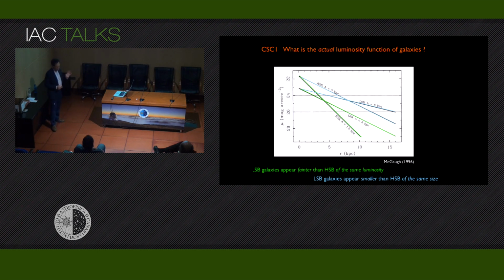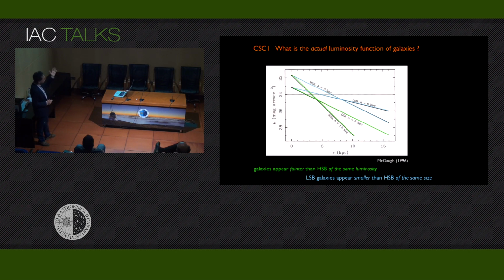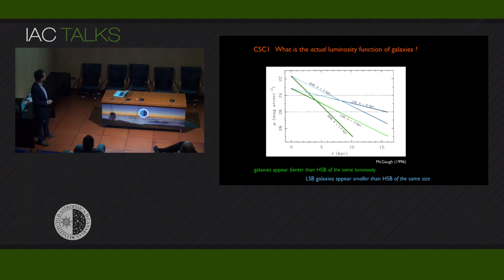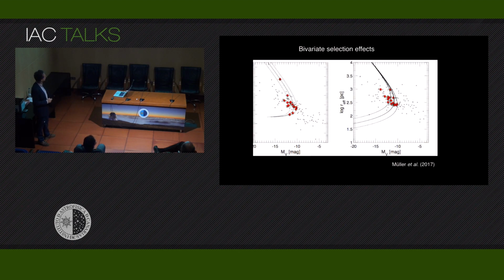So let me just mention two or three issues. Science case, collateral science case number 1: what is the actual luminosity function of galaxies? If you look at the surface brightness of a galaxy as a function of size, depending on the amplitude of the sky level, it will appear that galaxies which are low surface brightness will appear fainter than galaxies of high surface brightness of the same luminosity. And likewise, galaxies which are low surface brightness will appear smaller than galaxies of high surface brightness of the same size, just because you are cutting through an isophote to the sky.